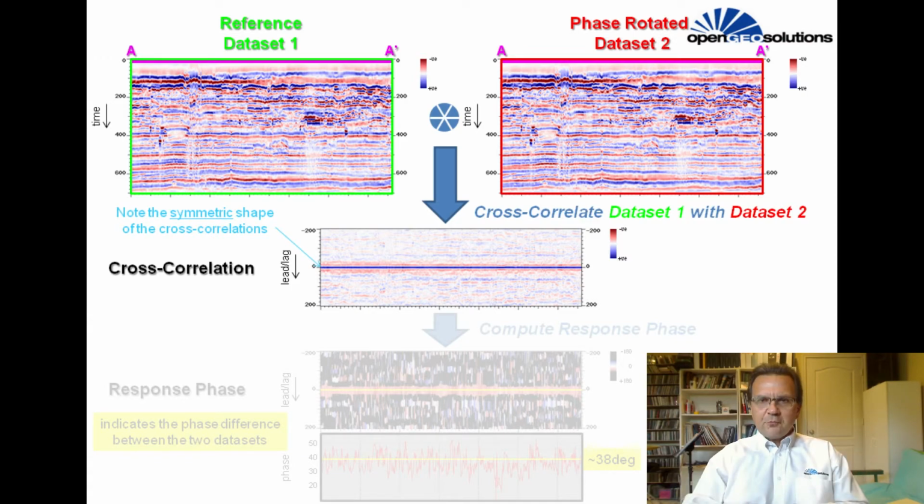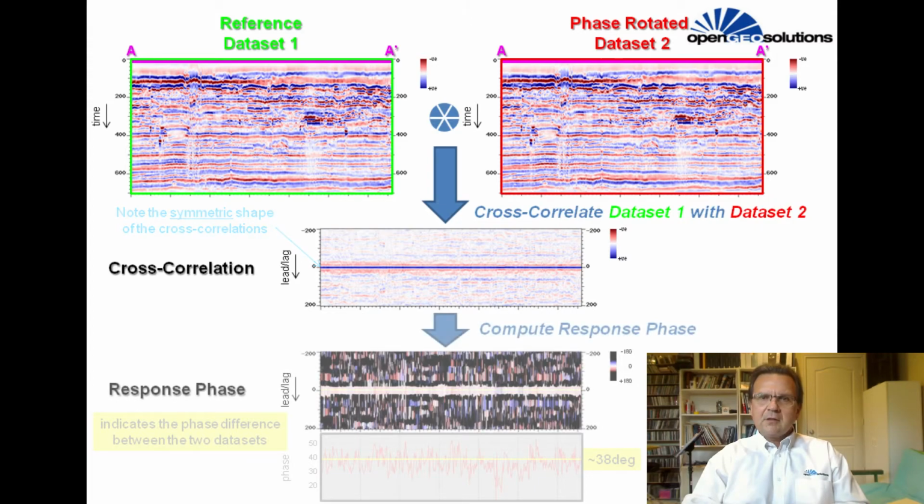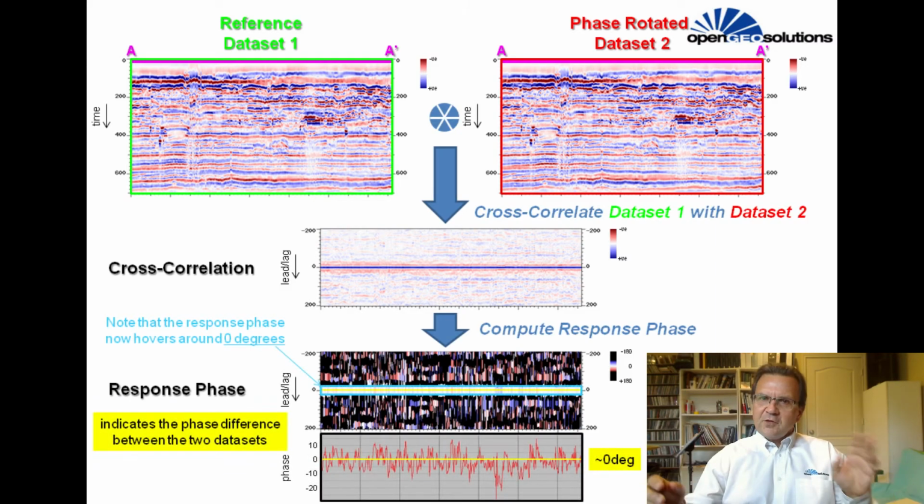Note that after the phase rotation, the cross-correlations exhibit a nice symmetric amplitude distribution. Taking these new cross-correlations through response phase confirms that the waveforms now hover around the desired zero phase. This indicates that the two datasets are now roughly in phase with each other.